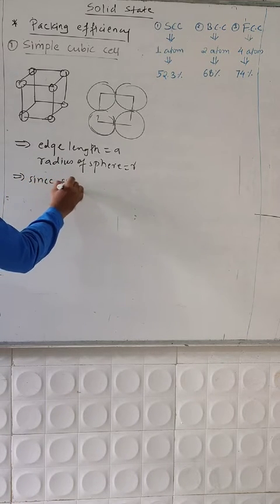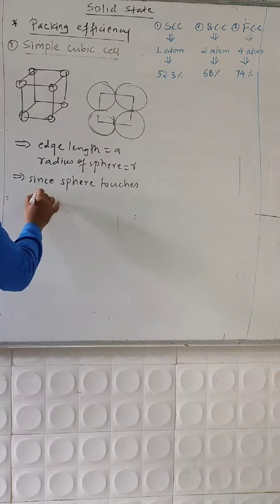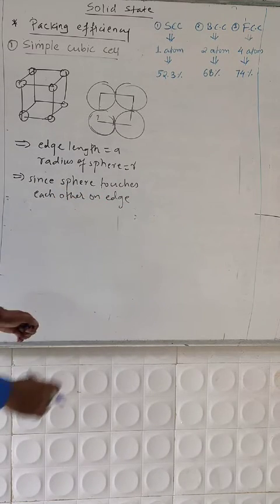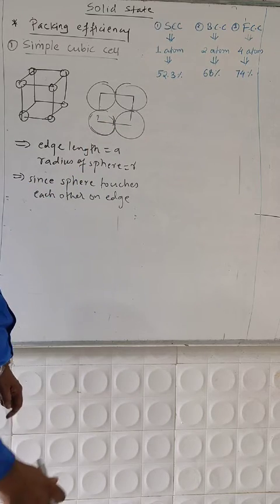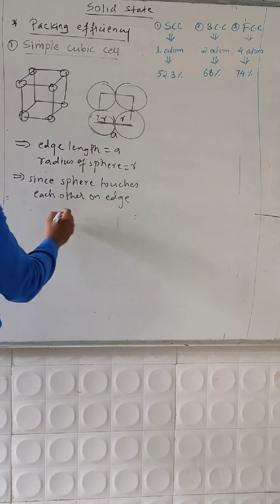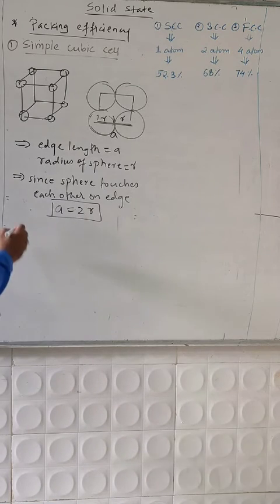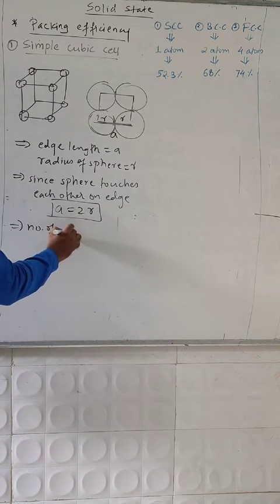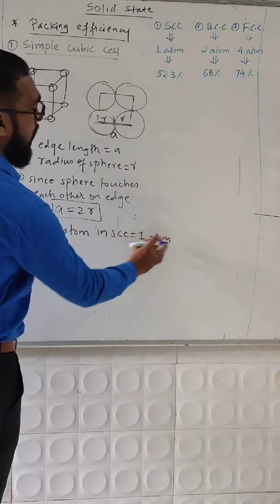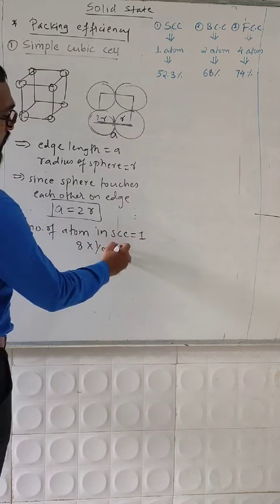Since spheres touch each other on the edge, this is the edge length, nothing but a, and the radius is r, so the value of a will be 2r. a is equal to 2r. Number of atoms in a simple cubic cell is equal to 1. How? Because 8 corners contribute 1 by 8 each, equal to 1.